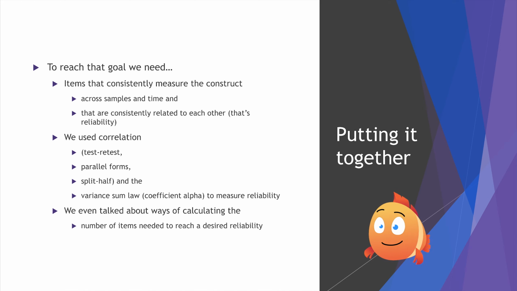Okay, so to reach this goal, we need items that consistently measure the construct across samples and time and that are consistently related to each other. That's reliability. We use correlations, test-retest, parallel form, split half, and the variance sum laws, so that's coefficient alpha, to measure reliability. We even talked about ways of calculating the number of items needed to reach a desired reliability.